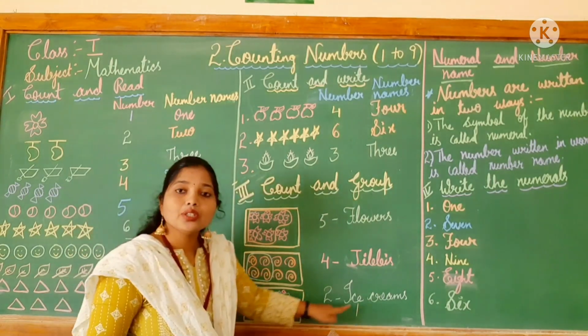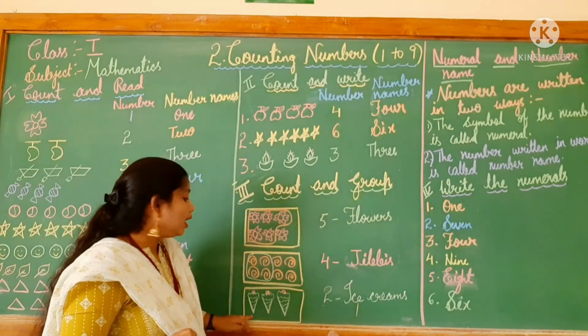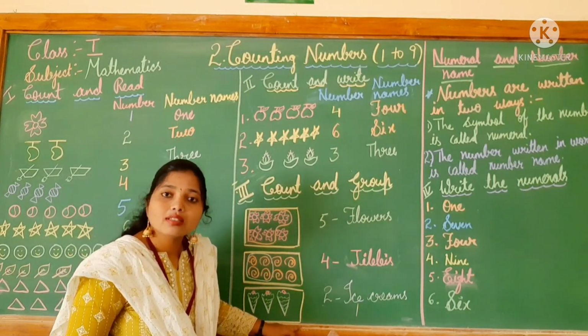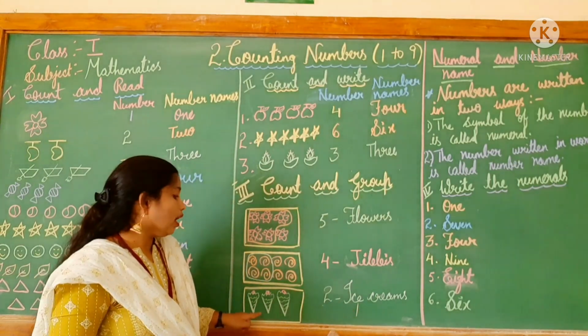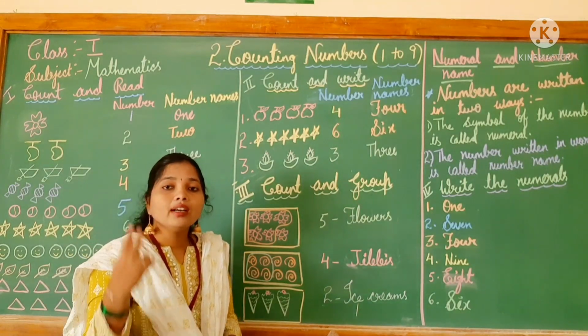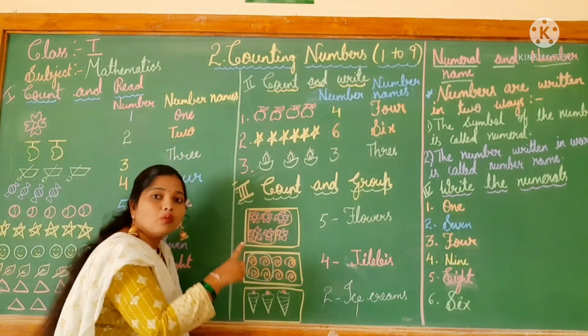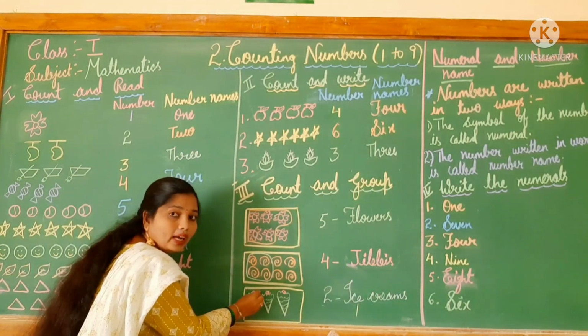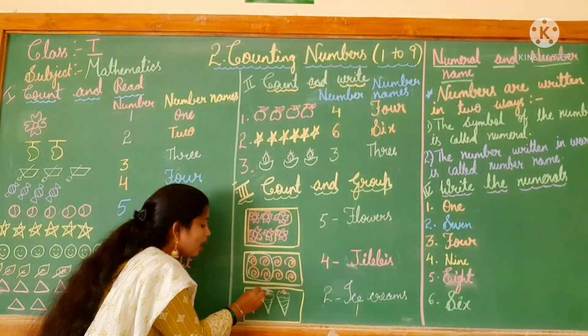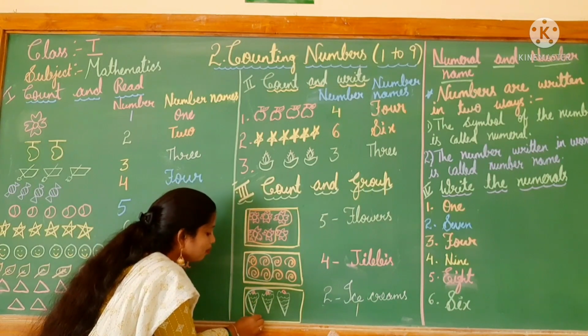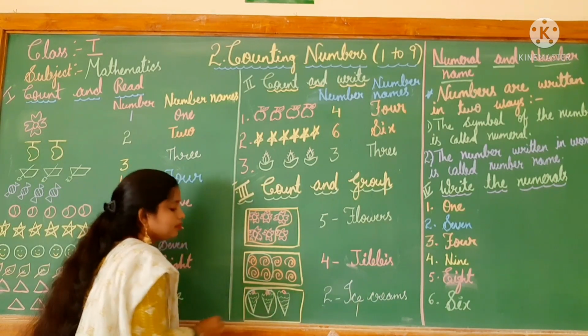Next, the question is 2 ice creams. Here, how many ice creams are there in the box? There are 3. How many do we have to group now, children? We have to group only 2. 2 means 1, 2. This is 1 and this is 2. So, I will group these 2 ice creams.